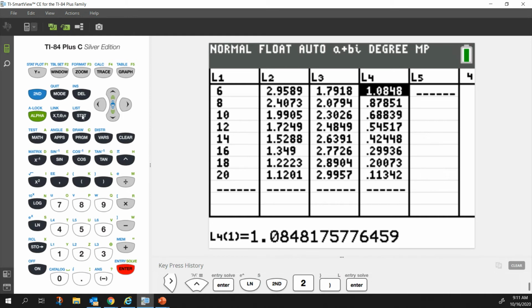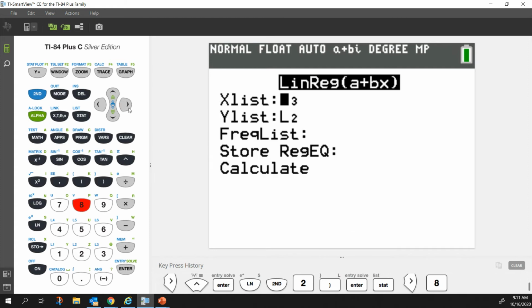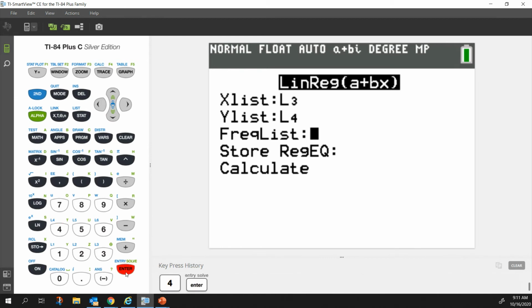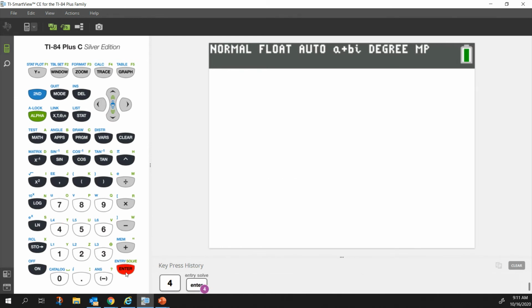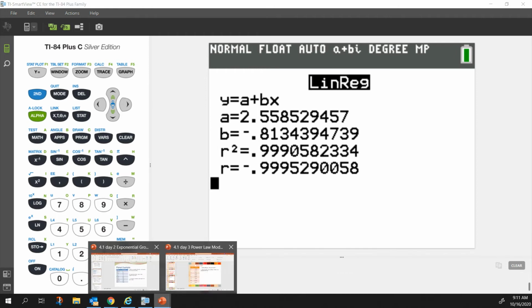Now I'm going to do linear regression on L3 and L4, so I'm going to go to stat, go over to calculate, number 8, L3, and L4 this time because I transformed both of them. And I'm going to get my numbers, 2.5585 plus negative 0.8134. Yes, I did say plus a negative, and I'm actually going to keep it that way.